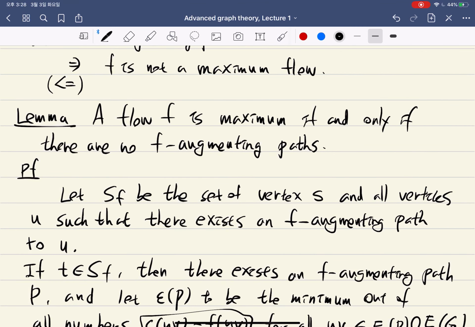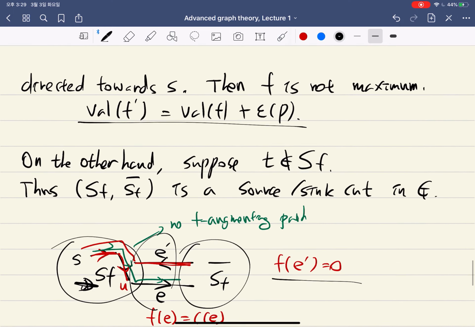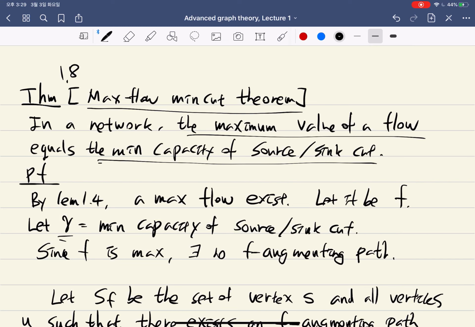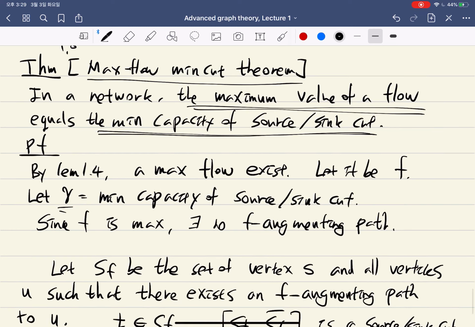It actually characterizes the maximum flow: the absence of an f-augmenting path is equivalent to the statement that the flow is maximum. And then we showed the max-flow min-cut theorem. In a network, the maximum value of a flow equals the minimum capacity of a source-sink cut. So instead of finding the maximum value of a flow, you can simply compute the minimum capacity of a source-sink cut, or vice versa. Whenever you want to know one, you can actually find the other.